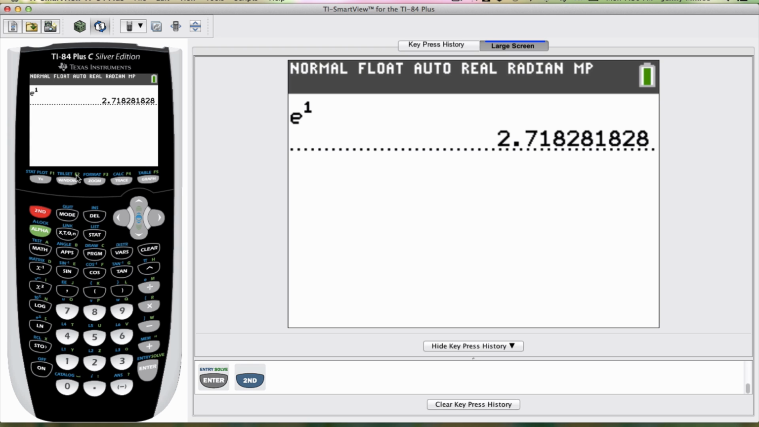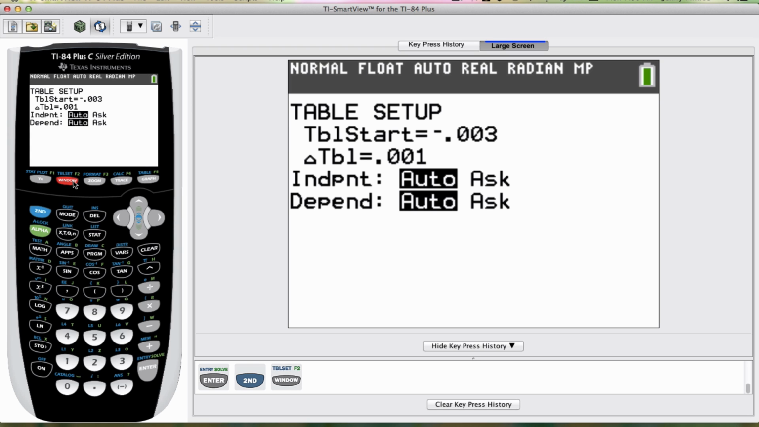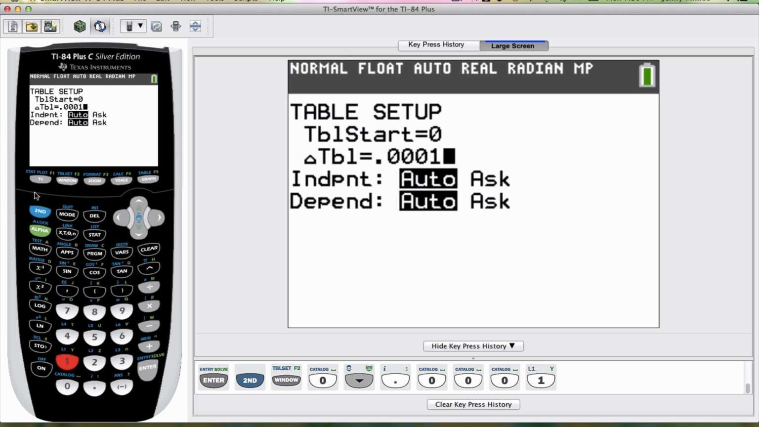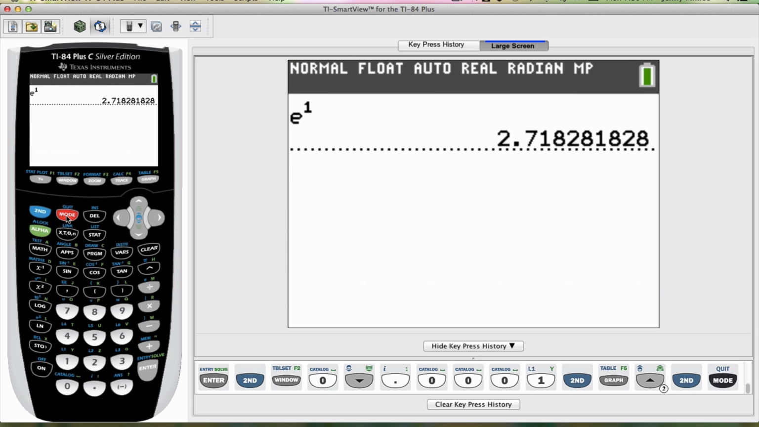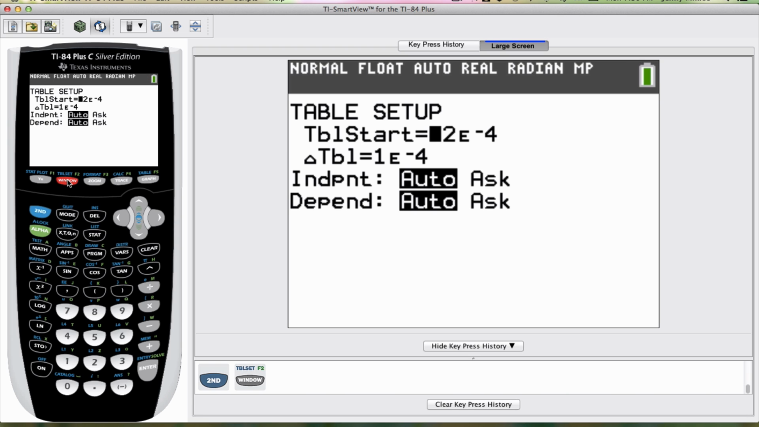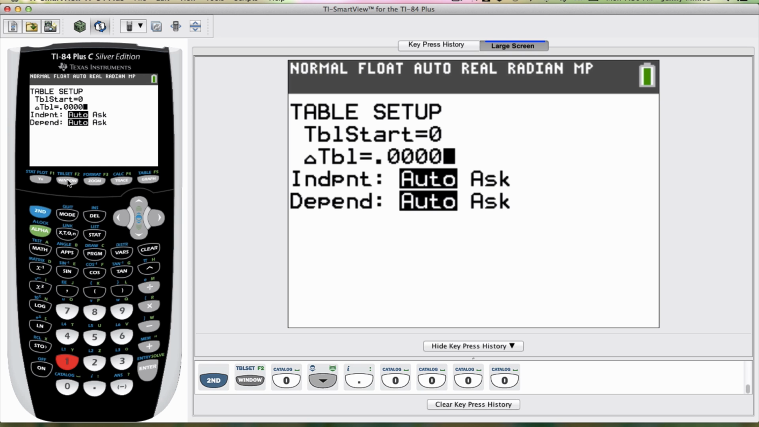So I'm going to go ahead and in my table startup, I might even get closer. So let's try 0.0001. And I see it's 2.7184. Okay, we see 2.718. I'm thinking that if we get even closer here, so let's make that be at 0, and let's do 0.00001.